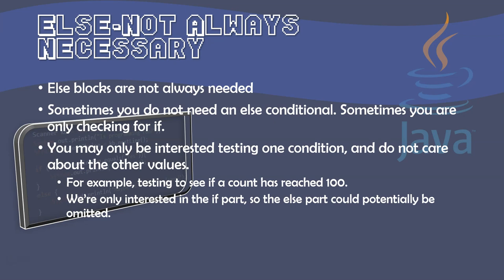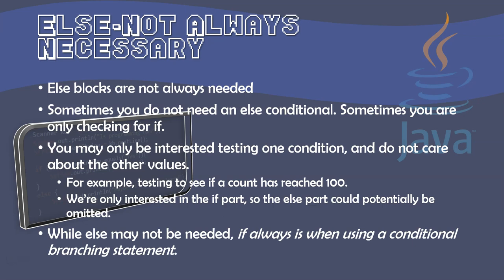Now, you may be interested in testing, for example, just one condition, and you don't care about what the other values do. It has no relevance for what your program needs to execute. For example, let's say you're adding numbers, and you're waiting to see if a count reaches 100. We are only interested in that point at the if part. Like when it reaches 100, stop the program. Perfect. We don't really care about the else part. Sure, there might be things that can happen with that else, but in this case, we don't really need the else, so we can just omit it.